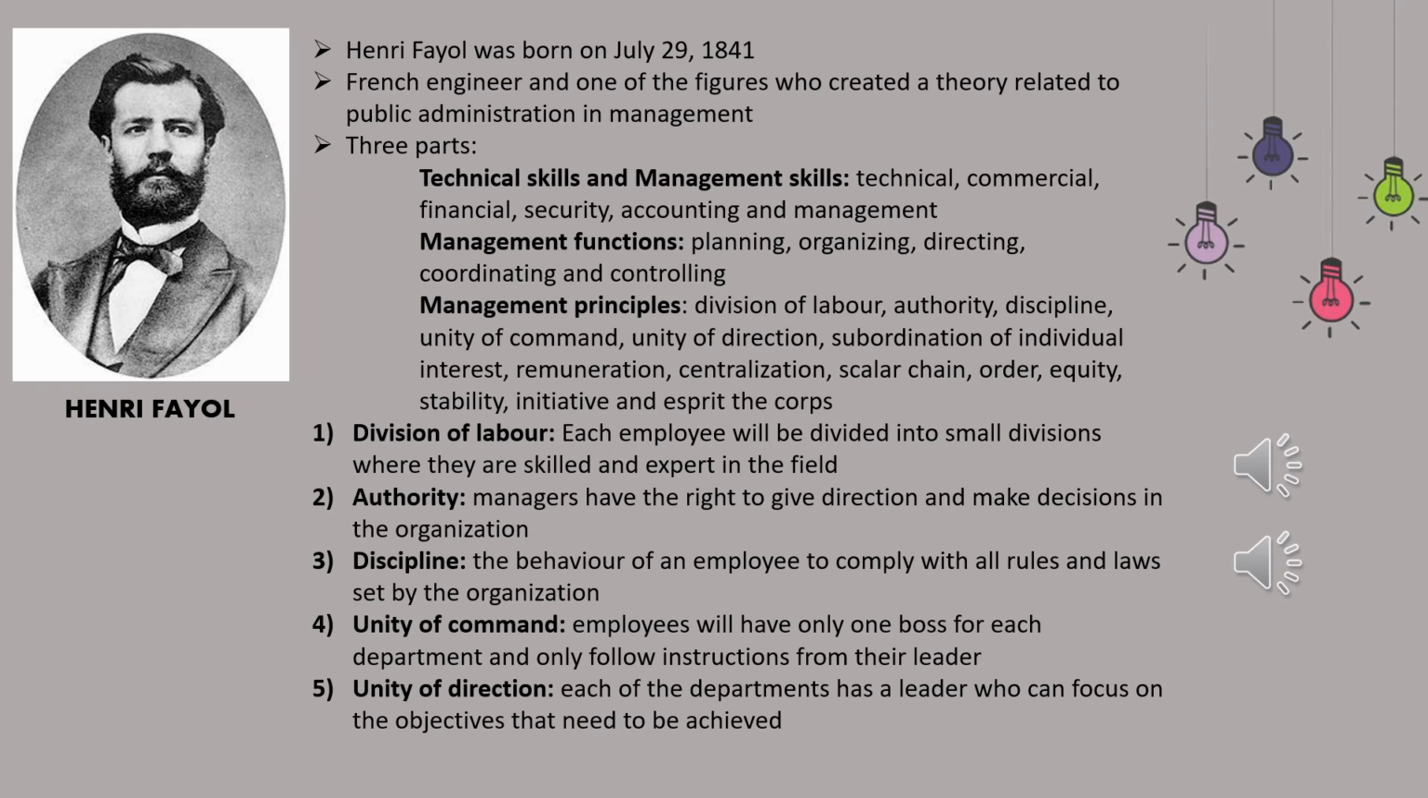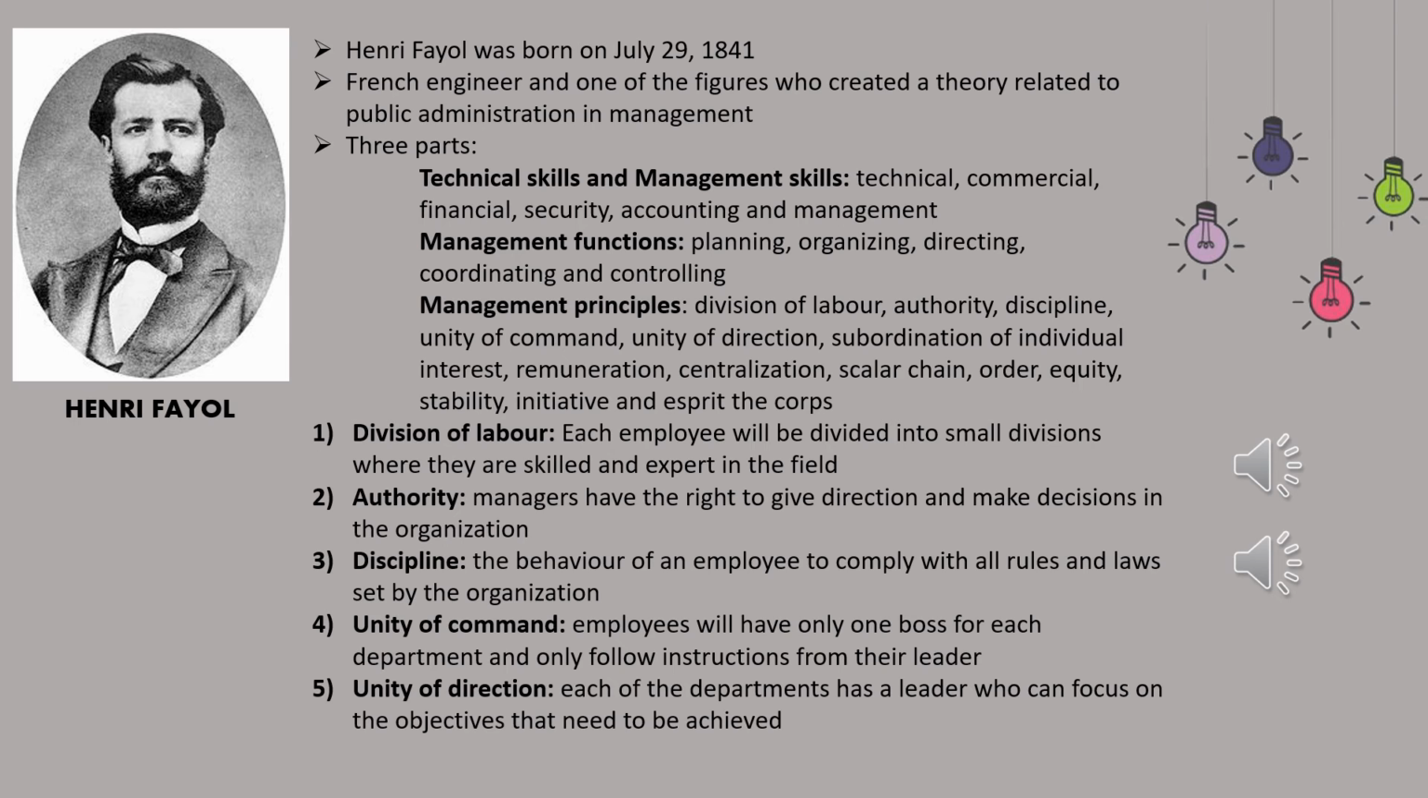The next theorist is Henri Fayol. Henri Fayol was born on July 29, 1841. He was a French engineer and one of the figures who created a theory related to public administration in management. In administrative theory, he divided it into three parts, namely technical skills with management skill, management function, and management principle. There are 6 types of groups in technical skill and management skill, which are technical, commercial, financial, security, accounting, and management. The management functions are planning, organizing, directing, coordinating, and controlling, while there are 14 management principles.